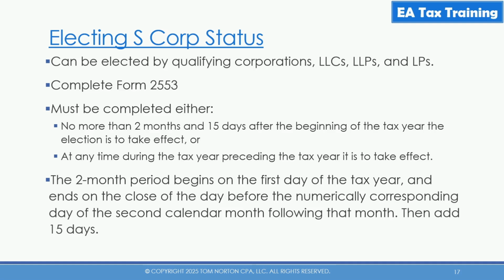So why do we go through all of this language in order to describe 2 months and 15 days? Well, if it's at the end of a calendar year and we just want to be effective for the next calendar year, then it's pretty easy. It's March 15th. You have to file the 2553 by March 15th. But what if the corporation came into existence on some other day during the year? Then we need to be able to figure out exactly what is 2 months and 15 days. So let's look at some examples.